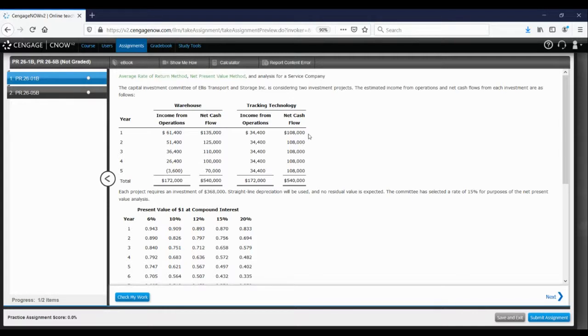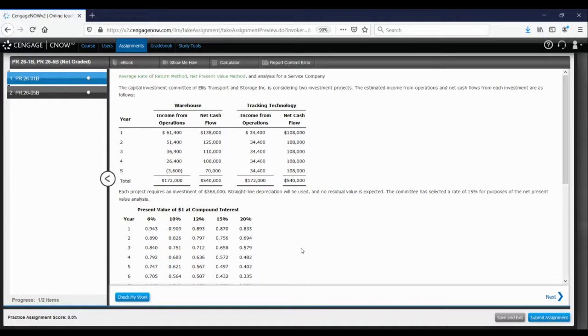Because the tracking technology has equal amounts of cash flow, we could have possibly used the present value of an annuity table to determine the present value of tracking technology. But unfortunately, in this problem, they didn't give you but one table to use. So I'm going to show you tonight how to use the present value of a dollar table, our lump sum table, to calculate the cash flows in each year for each of the investments.